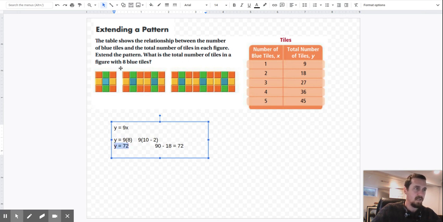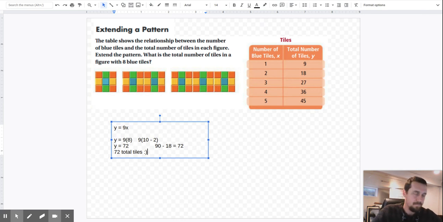What is the total number of tiles in a figure with 8 blue tiles? 72 total tiles, which I think, if I remember correctly, is the same thing that I got when I did my graph. So that's pretty good. I thought with the graph I might be off by 1, but it looks like I got lucky this time.